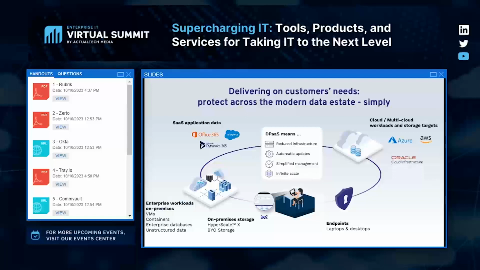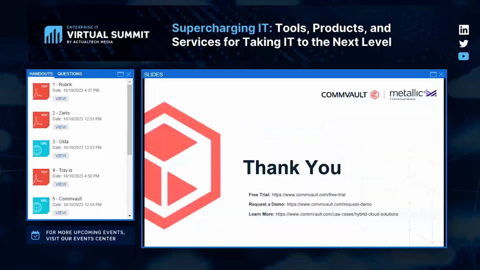With a software as a service backup solution such as Metallic, you'll really benefit from reduced infrastructure, automatic updates, and simple management, while still getting that enterprise-grade security. If you want to give Metallic a try, you can create a free trial. It's a free 30 days. You can test it out and see all of the different ways that we can protect your data through a SaaS delivery model.